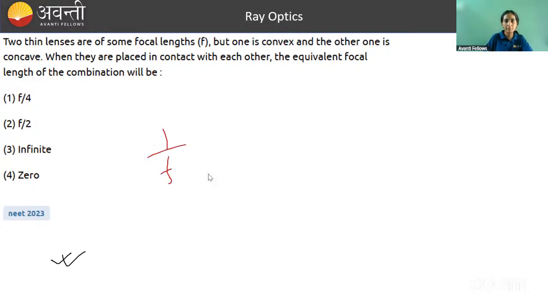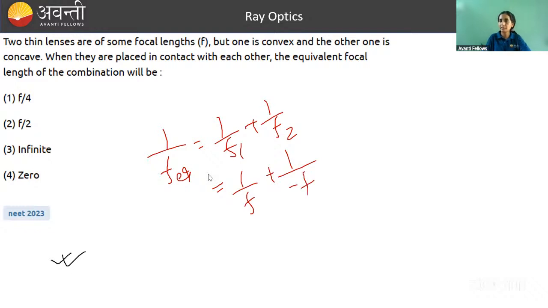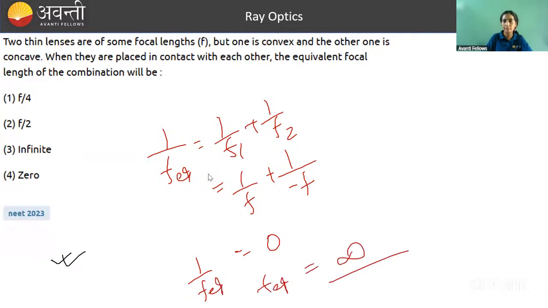1 by f equivalent is equal to 1 by f1 plus 1 by f2. फोकल लेंथ ऑफ कन्वेक्स लेंस के लिए क्या लिखोगे? 1 by f. फोकल लेंथ ऑफ कनकेव लेंस के लिए क्या लिखोगे? 1 by minus f, because साइन कन्वेंशन के साथ यूज करना है. One is converging, another is diverging. So this is how much? 0. So 1 by f equivalent is 0. It means f equivalent is what? Infinity.